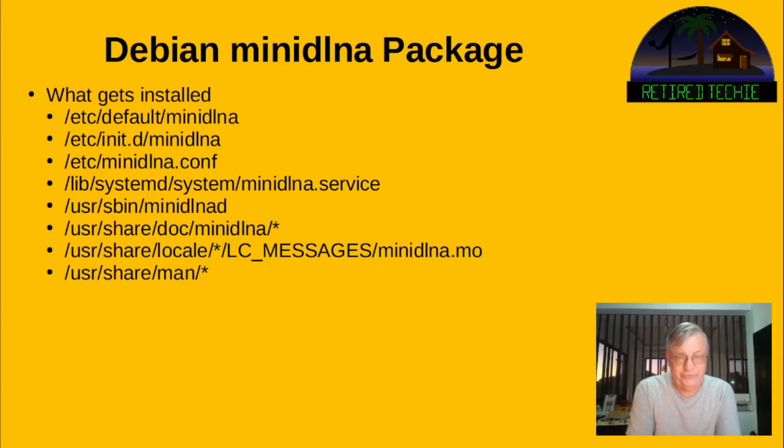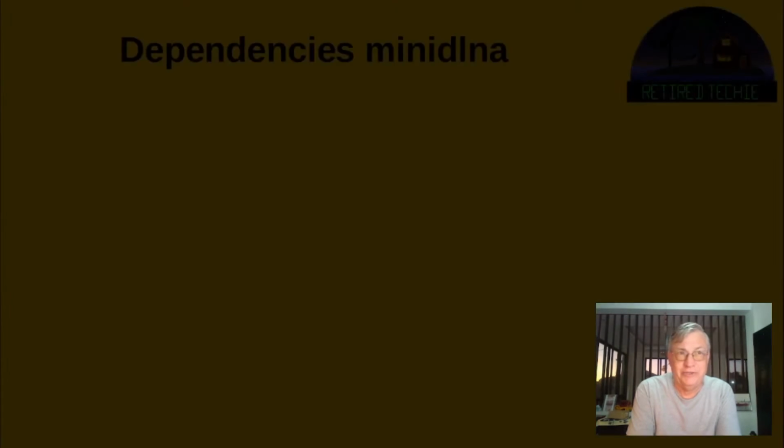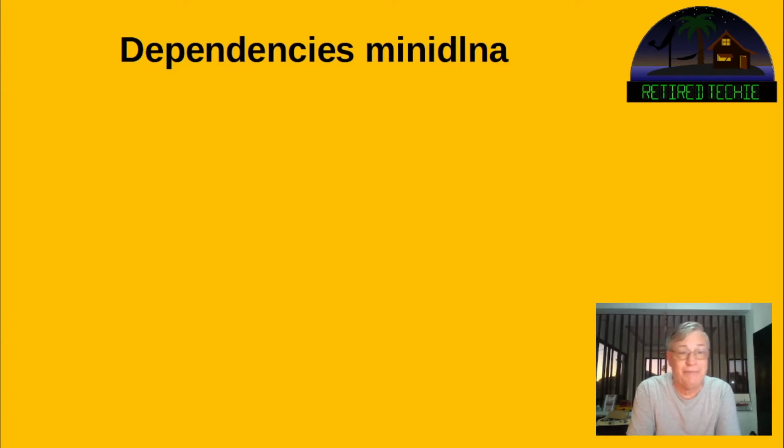The actual systemd service is found in /lib/systemd/system/minidlna.service. The actual binaries are in /usr/sbin, and then there's some documentation in /usr/share/doc. There's some translations in /usr/share/locale/LC_MESSAGES. These are the various languages that can be displayed, like Russian, English, French, Japanese, whatever. That's what's in that folder. And then we've got our man pages, two man pages actually.